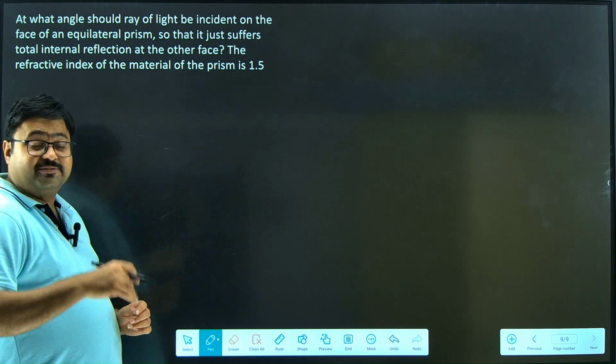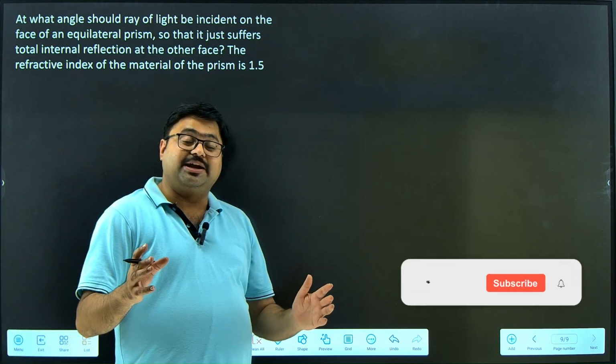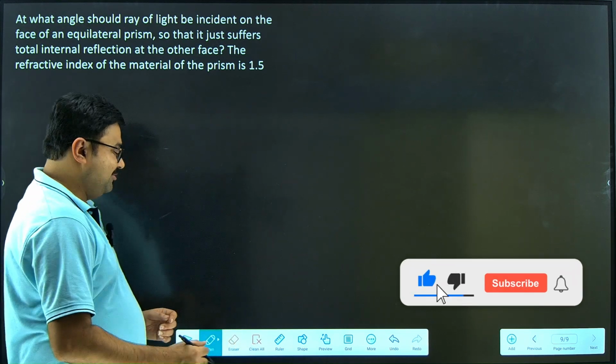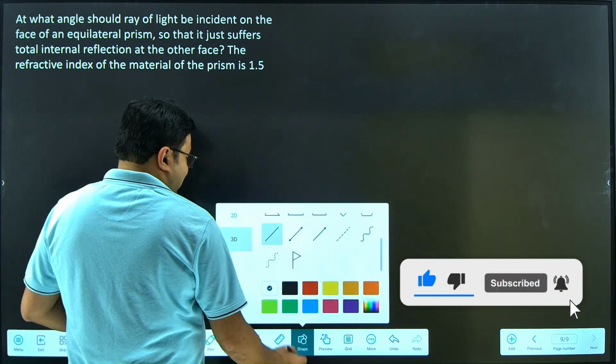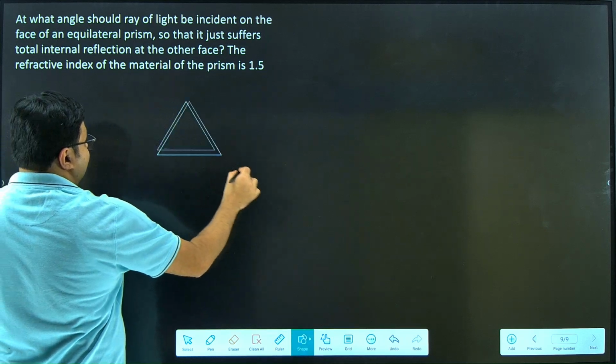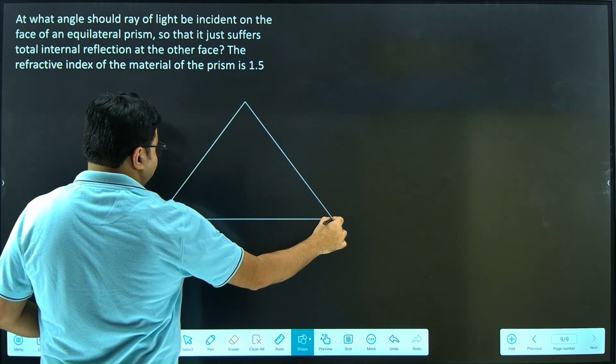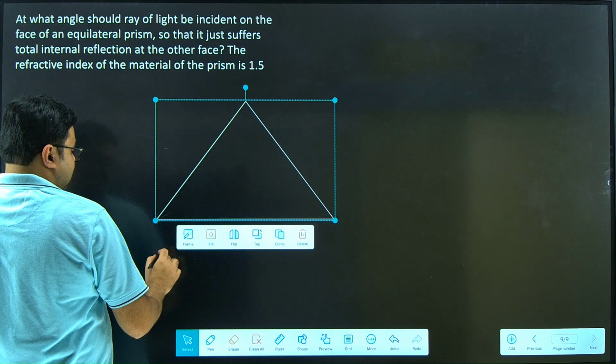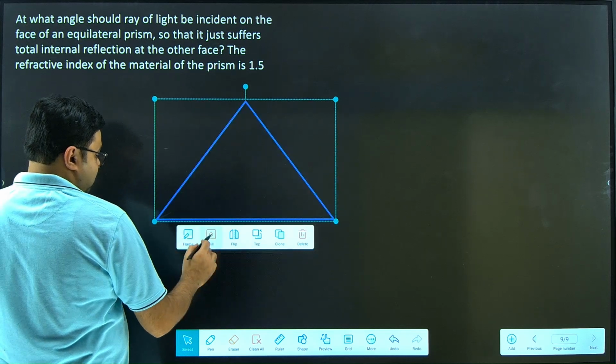We know the refractive index of the material. We know that it's an equilateral prism, and that's all we know. Let's try to figure it out. Quite an interesting question out here. Let me first draw out a prism. So here I have a prism. Let's color it up so that it looks a little better.